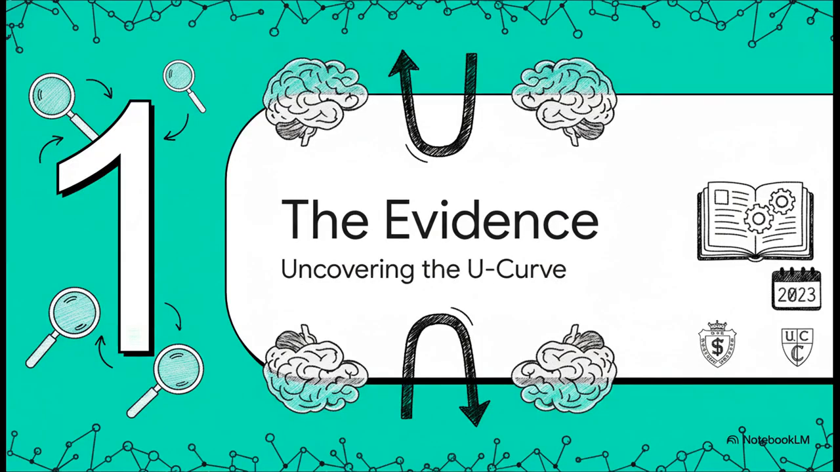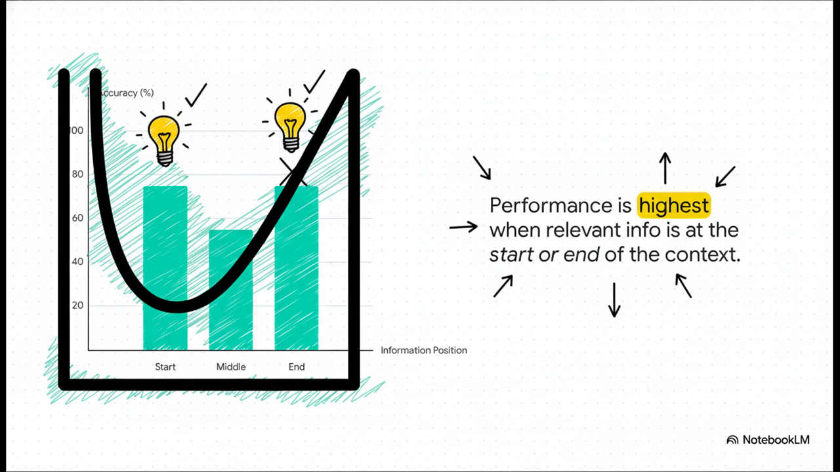Okay, so to really get to the bottom of what's going on, we have to look at the evidence. And the big breakthrough really came in 2023 from a paper by researchers at Stanford and UC Berkeley who decided to test this problem systematically. And what they found was this incredibly clear pattern. When they put the key piece of information right at the beginning of the context, the model's accuracy was great. When they stuck it at the very end, accuracy was also great. But the second they buried that answer anywhere in the middle, accuracy just falls off a cliff. What you get is this distinct U-shaped curve of performance.